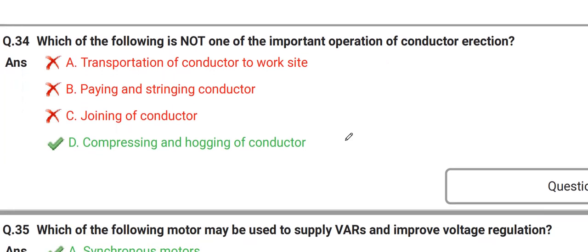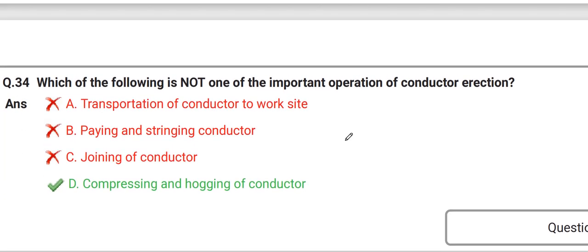Which of the following is not one of the important operations of conductor erection? So this topic is from the Overhead Conductor Installation Guide. You can read this topic from the Overhead Conductor Installation Guide. A PDF will be available on various websites. Okay, they are asking which is not an important operation of conductor erection.